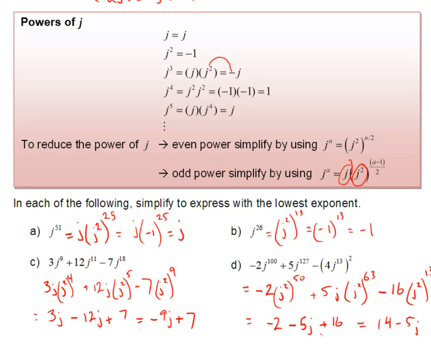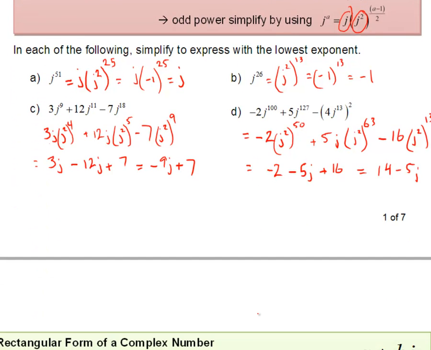And so that's how we're going to use j, or the root of negative 1, to represent those complex numbers.